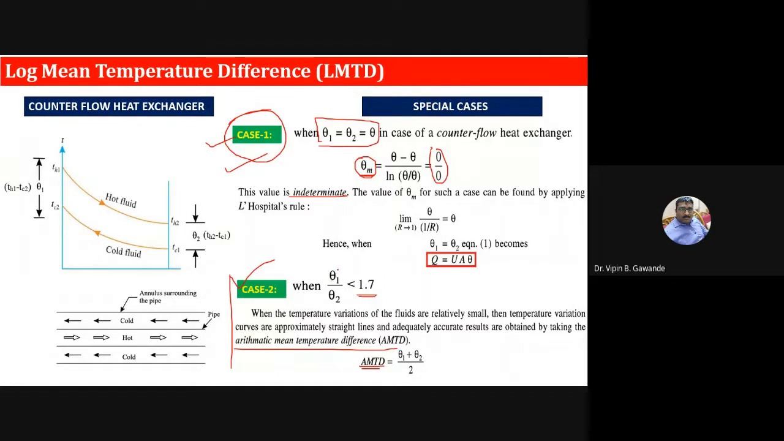If the question is asked where the temperature differences theta 1 and theta 2 are given to you, and they say that the ratio is less than 1.7, what will be the value of theta m? That will not be the log mean temperature difference, it will be converted into the arithmetic mean temperature difference. So you have to take theta m equal to theta 1 plus theta 2 divided by 2. So these are the two special cases in the calculations for the LMTD value, and we have to remember them.